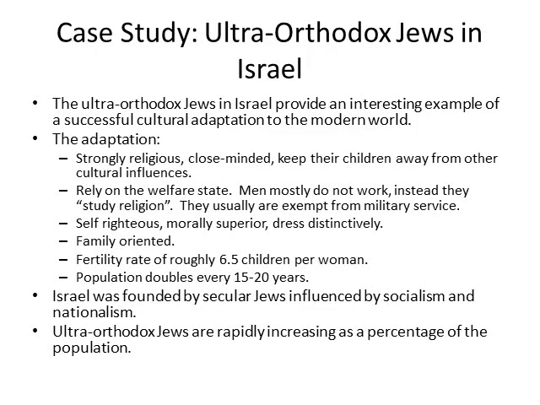Case study: Ultra-Orthodox Jews in Israel. The ultra-Orthodox Jews in Israel provide an interesting example of a successful cultural adaptation to the modern world. This is the adaptation. They are strongly religious, close-minded, and they keep their children away from other cultural influences such as television and public schooling. They rely on the welfare state. Men usually do not work. They spend their time studying religion, and they are usually exempt from military service. So they rely on the rest of the population to support them and protect them.